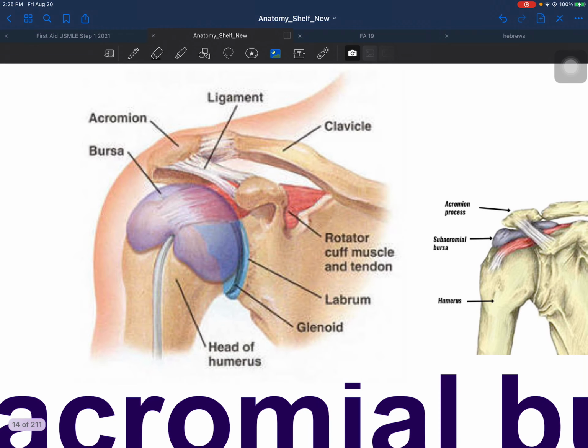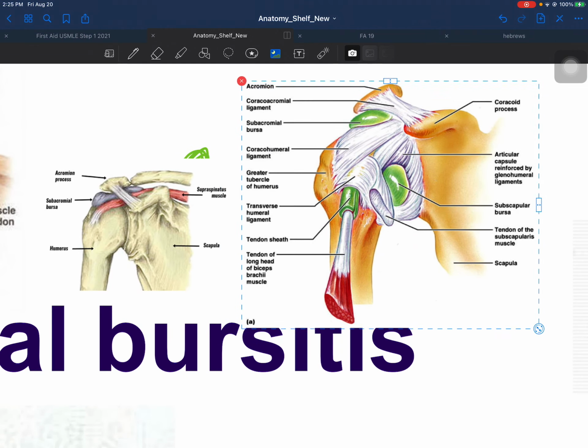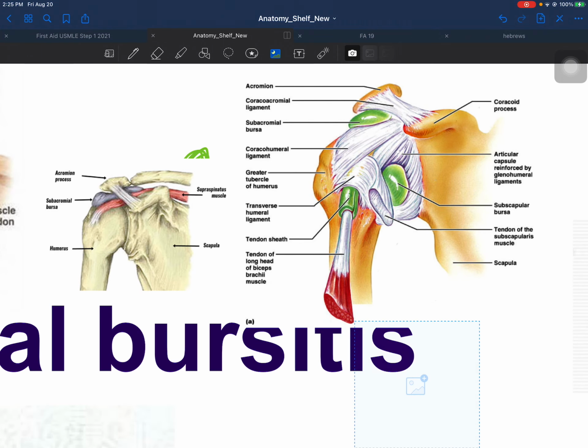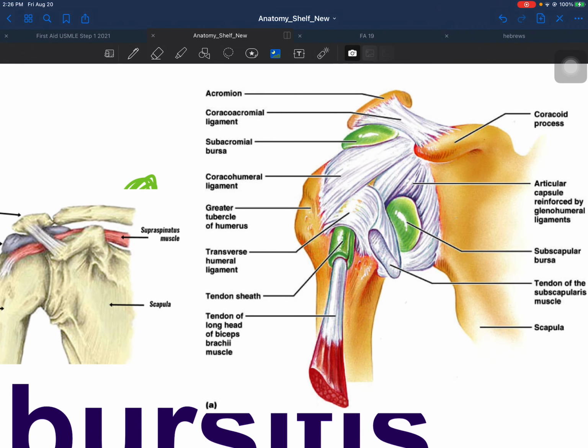So here is the information we need. So let me check this one better. Because this looks like it has more of the information than the other one, because it has the names of the joints and all the stuff. So let's take a look at this. So here is the acromion. This is one of the things that we need to know.